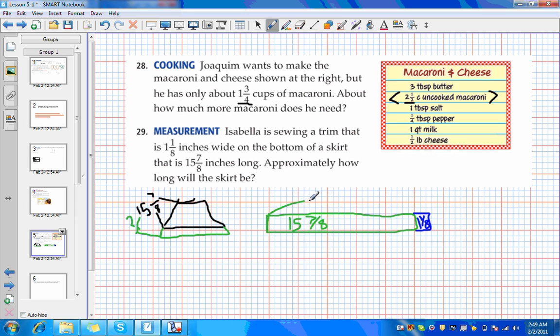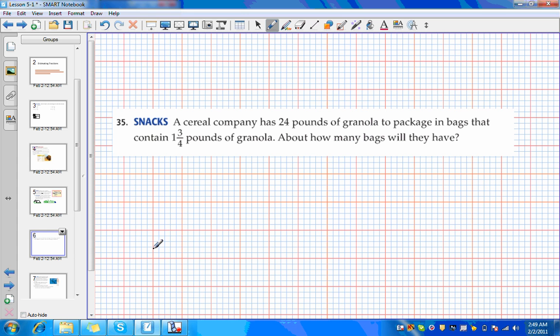So then what is the new length of the skirt? You just need to solve that. Now here is another example of estimating with fractions. Another situation. I want you to think of what the situation is. For all of these, think about what operations you're going to be using. Are you using addition, subtraction, multiplication, or division?